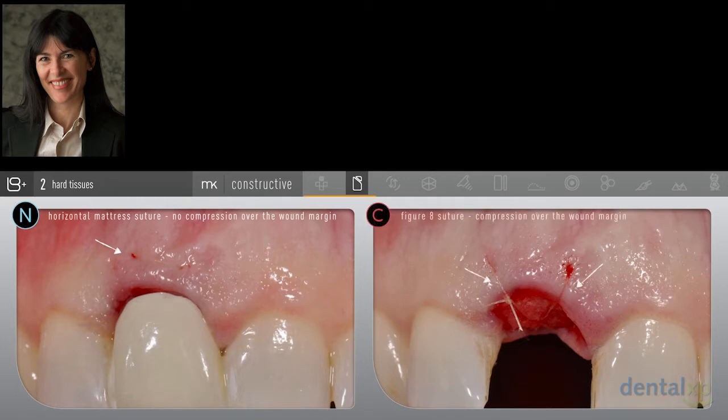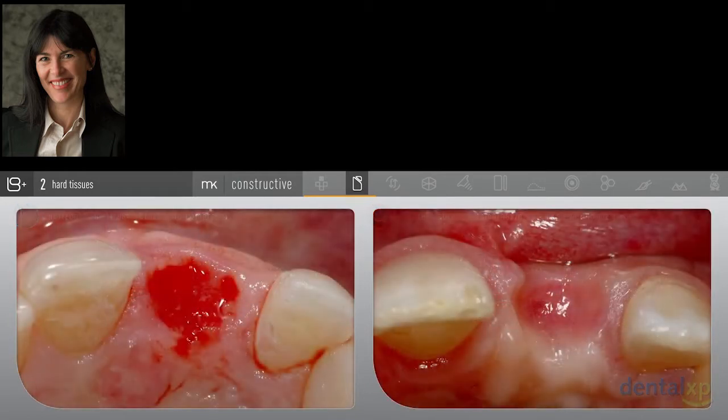Here, when I was using a figure-8 style suture, for instance, I was compressing the wound margin exactly where I really don't want to be. And in fact, when I think about what I'm doing, I can do cumulatively a lot of right things along the way, but I can similarly do all the wrong things along the way to affect the aesthetic treatment outcome.